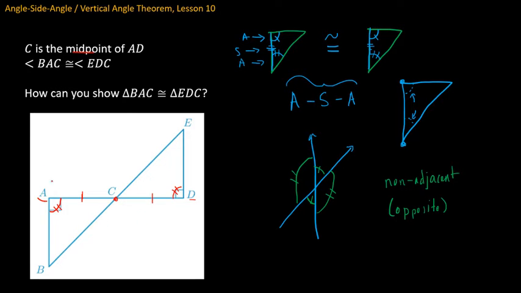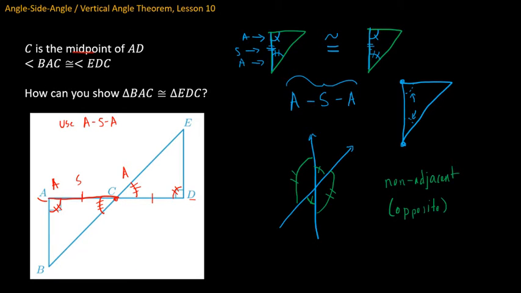I've got an angle and a side. I also know, because AD and BE are vertical angles, that these two angles are congruent by the definition, or really by the vertical angle theorem, right? So notice I've got an angle, a side, and an angle. I've got an angle, their included side, most importantly, and an angle. So if I wanted to know how I could show this, I would use angle, side, angle.